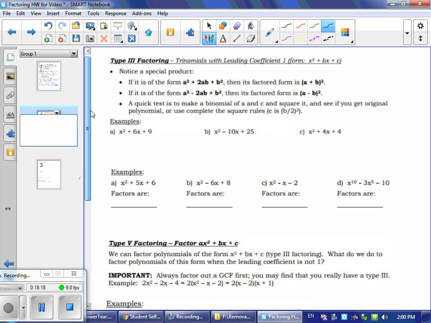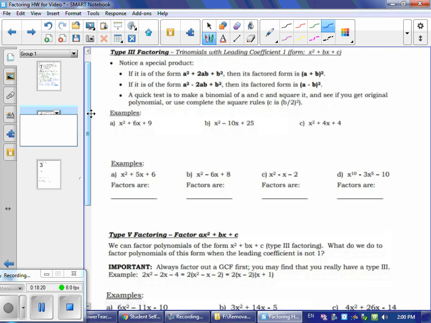Type 3 of factoring. When we have trinomials where the leading coefficient is 1, in other words, we have x squared plus bx plus c. There's nothing out in front of the x squared, which is assumed to be 1. There is some kind of a number in front of the x, and then we have a constant term. These two are special forms. Okay, these are actually what are called perfect square trinomials. If you recognize them, it makes it quicker and easier to factor these.